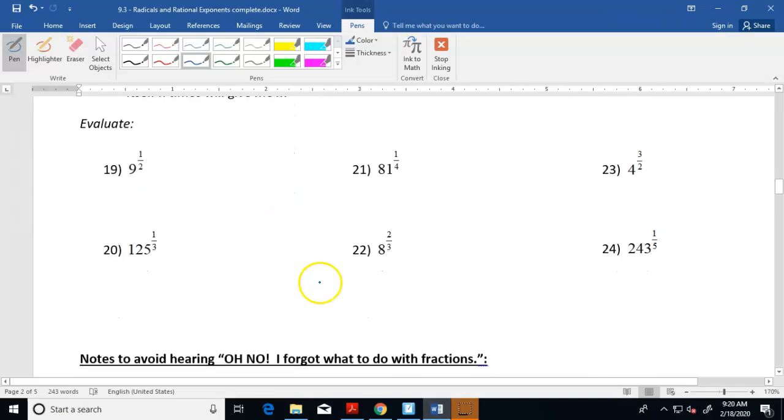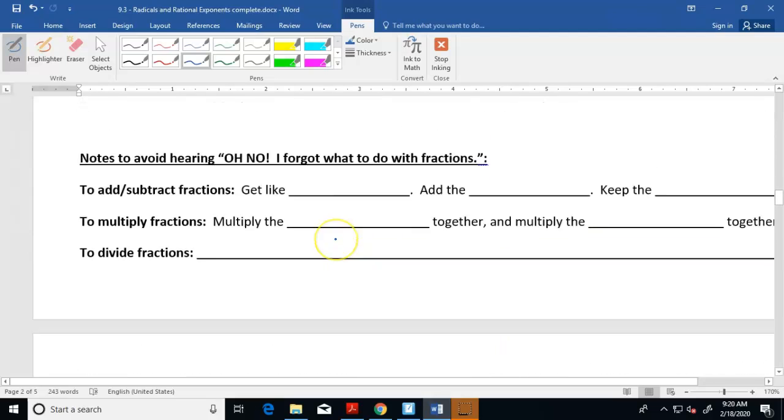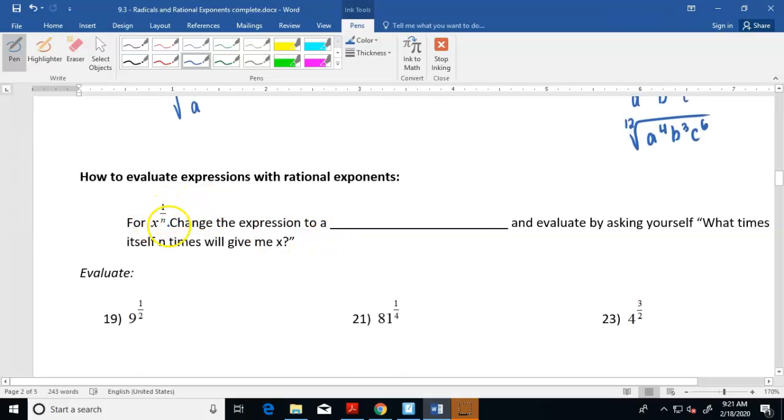Let's look at, we've got some with some numbers, and then we've got some other more difficult ones. So, 4x to the 1 over n. This is something that, and it doesn't actually have to be 1 over n, it could be a over n. Change the expression to a radical and evaluate by asking yourself what times itself n times will give me this x.